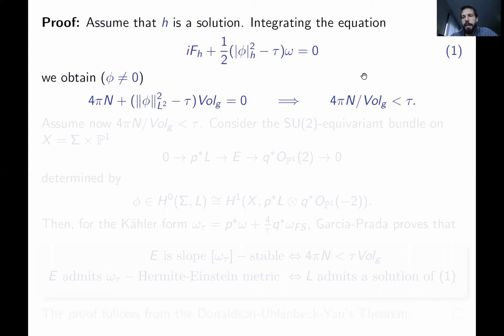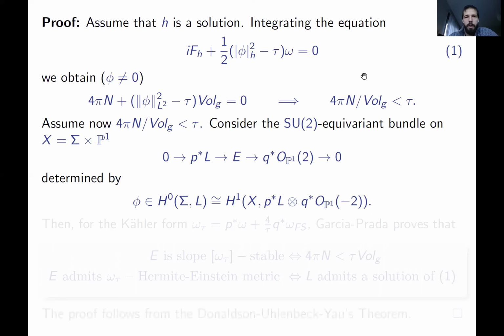The other part, the existence, is more complicated. So let me explain an idea by Garcia-Prada in his thesis. Assume now that we have this lower bound on tau. Then using the section phi, we can cook up an SU(2)-equivariant bundle on the product of the Riemann surface times P1.